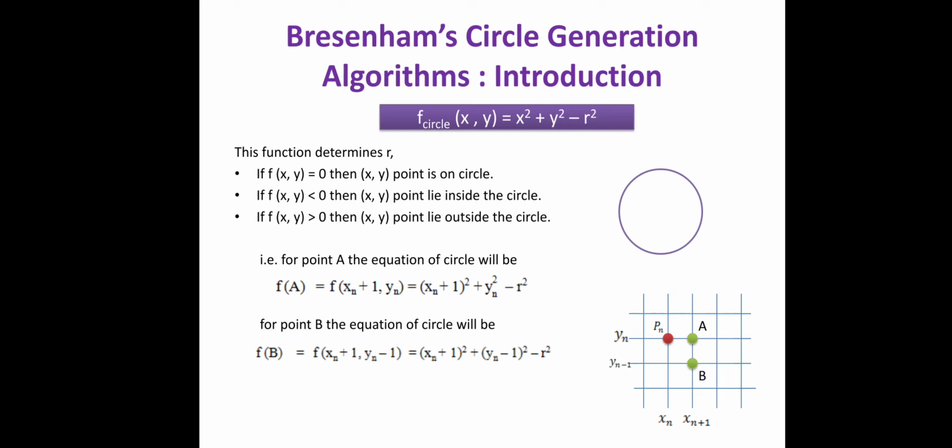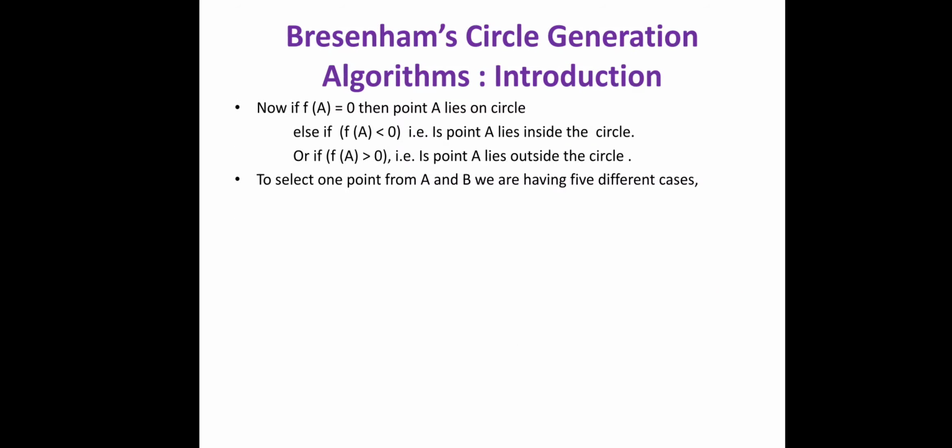Now, if any point is satisfying the equation of the circle, meaning its value becomes 0, then that point will lie on that circle. But it may happen that both points are outside, it may happen both points are inside, it may happen one is outside and one is inside, or one is on the circle and the remaining is outside or inside. So, these are different cases. Let us see these different cases. According to this, whether it is inside or outside, we will check with 5 different cases.